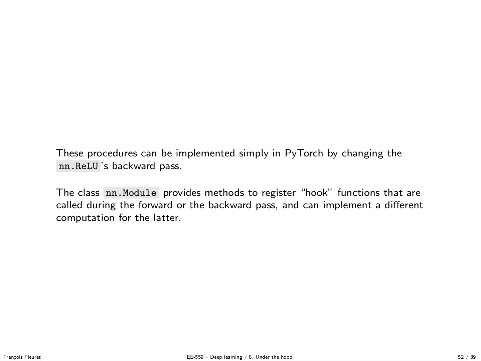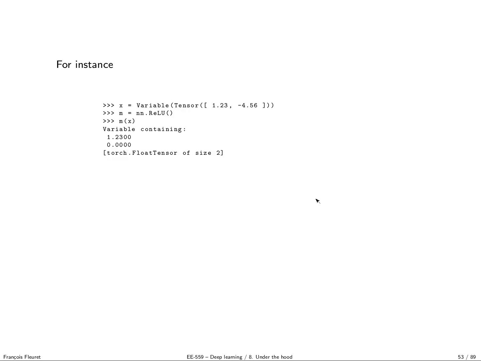And actually PyTorch implements the notion of hook, which are functions that you can attach to a module and which will be called either during the forward or during the backward pass. You have hooks for both: hooks for the forward pass and hooks for the backward pass. And if you attach a hook to a module, then when you call the forward method of this module, your hook, your function, will be called. So we can look at this in practice.